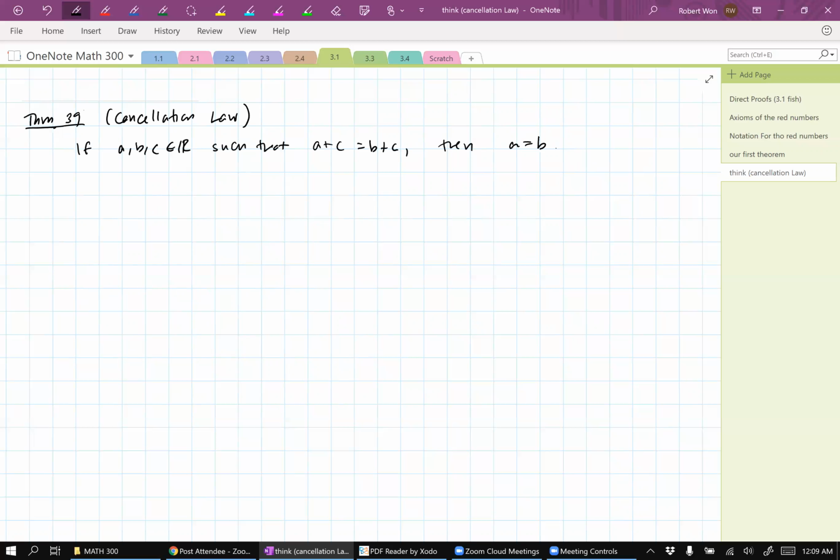Okay, let's now get our second theorem, which I'll give a name. So in your notes, this is theorem 39. This is called the cancellation law. It says the following. If A, B, and C are real numbers such that A plus C equals B plus C, then A equals B.